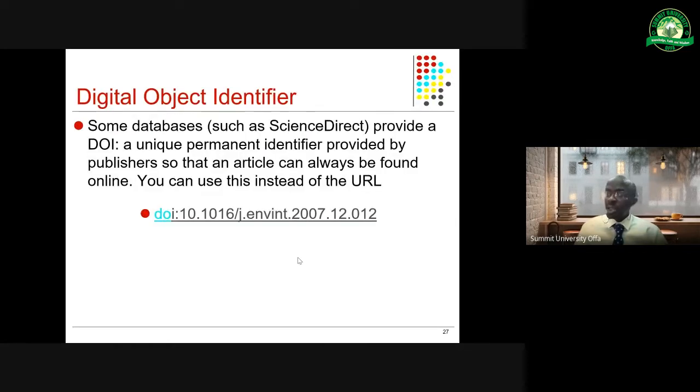So the last part of today's talk, we will now be talking about the digital object identifier. Some databases provide what is called a DOI, digital object identifier. That's a unique permanent identifier provided by publishers so that an article can always be found online. With the DOI, you can easily get the document back at any particular point in time.